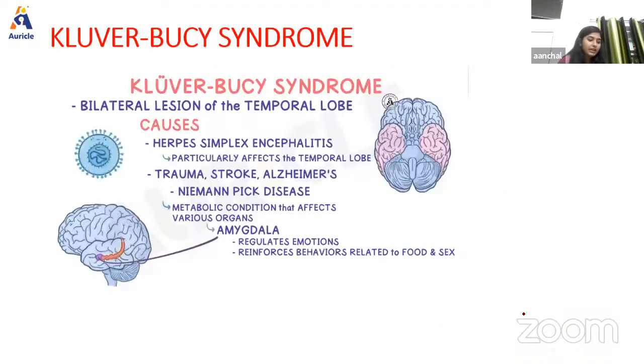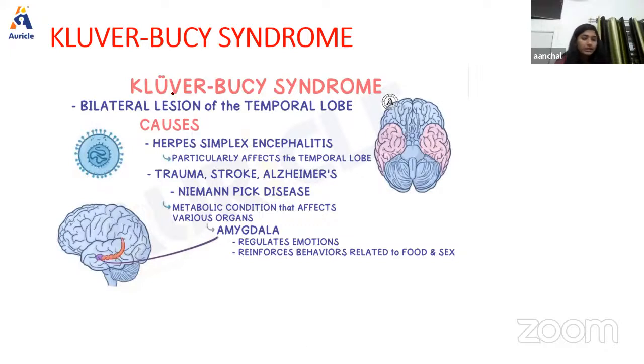Next, we have another important topic, known as Klüver-Bucy syndrome. So what is Klüver-Bucy syndrome? This is a bilateral lesion of the temporal lobe, and the causes are different. The main one is herpes simplex encephalitis, which mostly affects the temporal lobe, and it can also be caused by trauma, stroke, Alzheimer's, and various metabolic conditions that affect organs that regulate emotions and reinforce behavior related to food and sex.